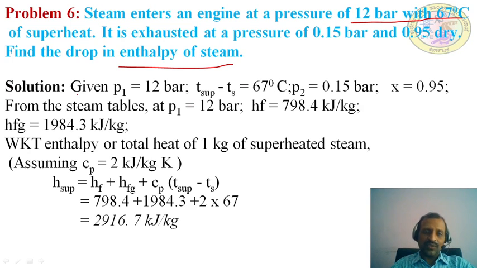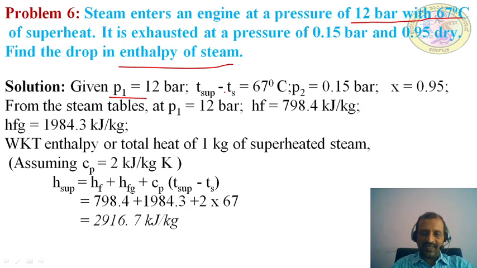Again, solution. So given, write it. What is the given? The given is P1, 12 bar. Here P1 is written. Why? Because this P1 drops to 0.15 when it becomes wet steam. So P1 is 12 bar.